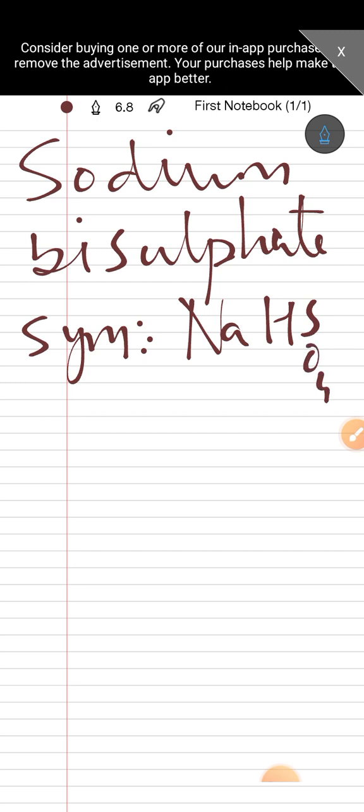Okay, sodium bisulfate. The symbol of bisulfate is HSO4. Whenever you get a word like bicarbonate or bisulfate, think of carbonate first. What would be the formula of carbonate? CO3, right? So when you come across the word bicarbonate, you'll be writing HCO3.